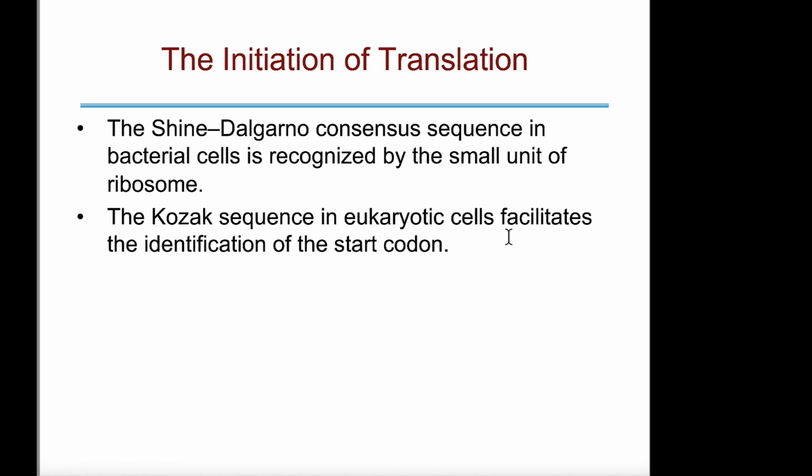The other component is the Shine-Dalgarno consensus sequence in the bacterial cells, and it recognizes that small unit. It's in the small unit of the ribosomes. We talked about this in chapter 14. In eukaryotic cells, it is called the Kozak sequence, and it helps to identify where the start codon is. So there are consensus sequences that help with the initiation of translation. It's the Shine-Dalgarno sequence in prokaryotic cells. It's the Kozak sequence in eukaryotic cells.